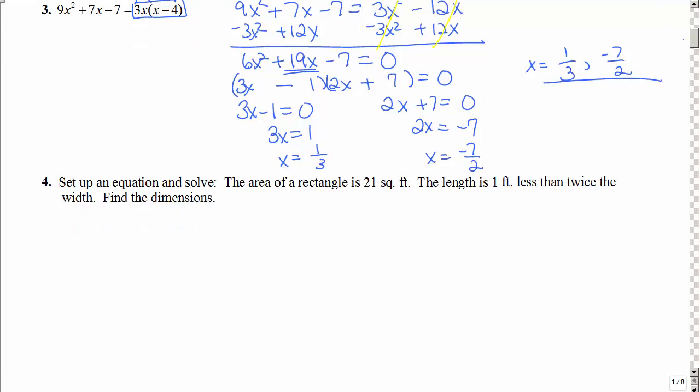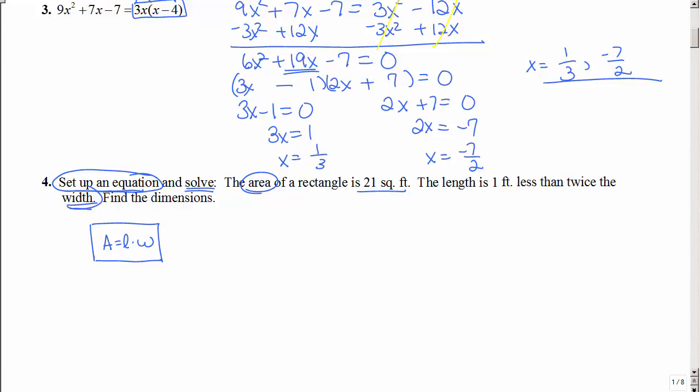The next problem is a word problem, and we want to read those directions. It says to set up an equation and solve. You have to have that equation to get any credit. The area of a rectangle is 21. So I do it by drawing a rectangle and trying to remember, how do I find the area? It's length times width. That's my formula. So the length is 1 foot less than twice the width.